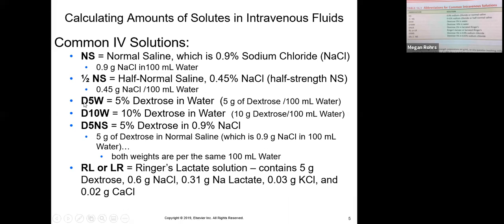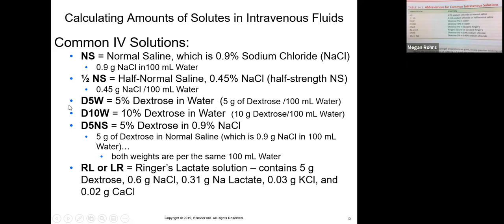D5W. So D stands for dextrose, which is a type of sugar. So D5 means there's 5% dextrose in water, which is W. So 5% means there would be 5 grams of dextrose in every 100 mils of water. And you can really see D with any number here gives you a percentage. W just means that percentage of dextrose in water. Like this one is D10W, 10% dextrose in water.